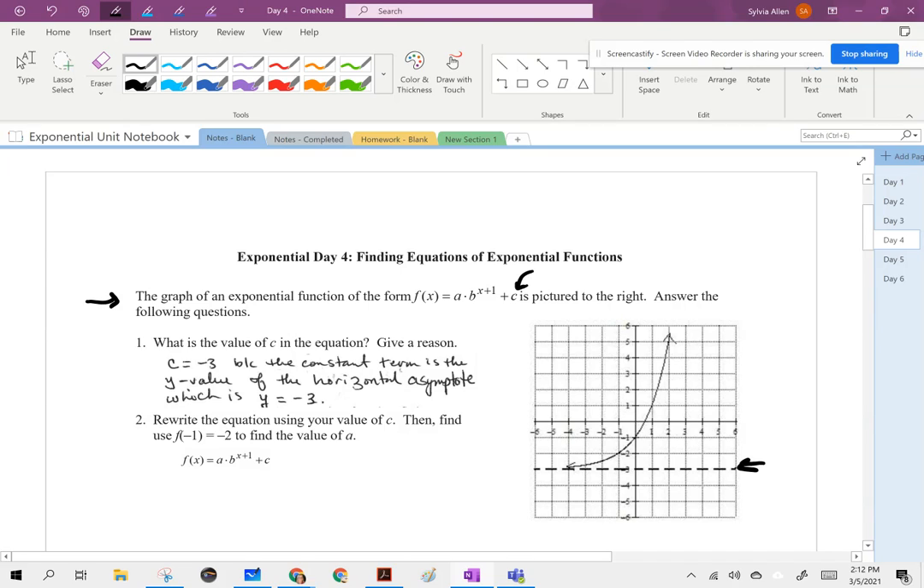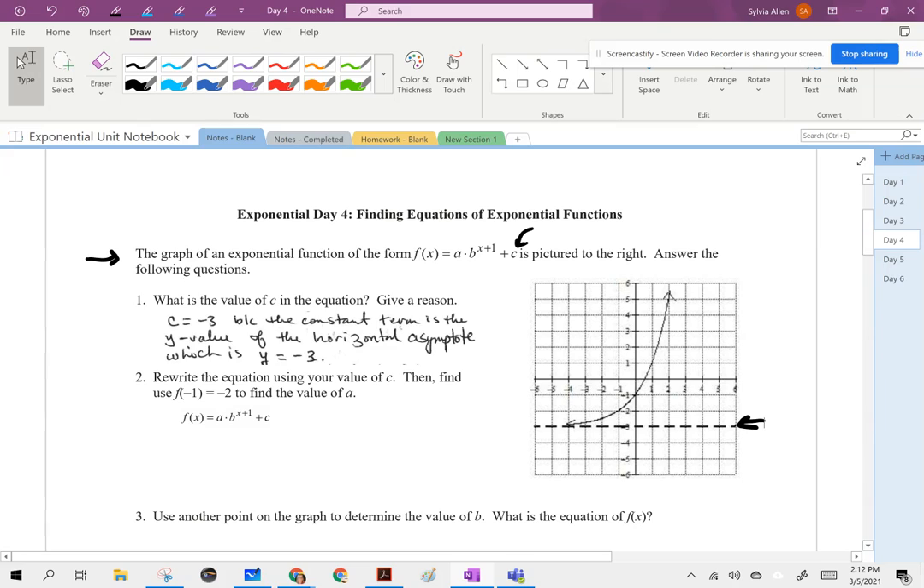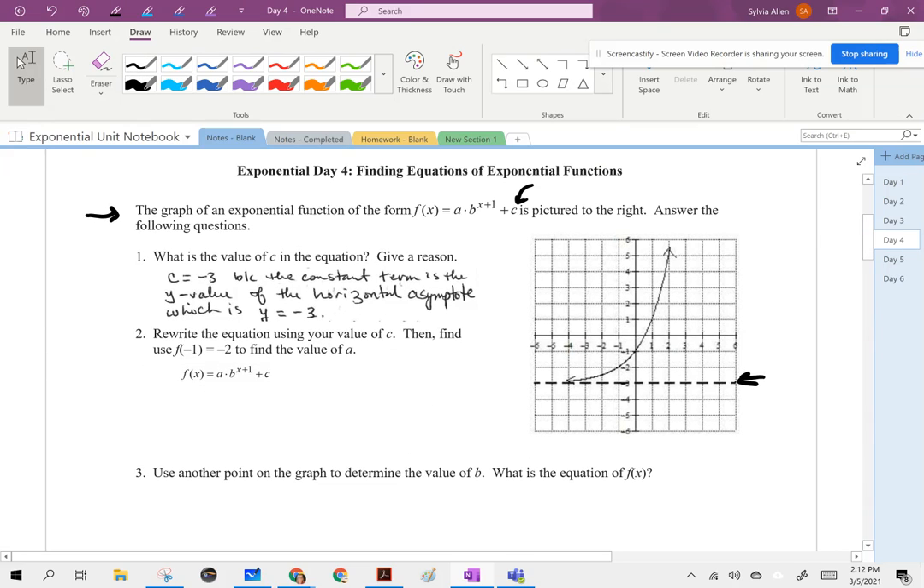So C is equal to -3 because the constant term is the Y value of the horizontal asymptote, which is Y equals -3. All right, so now we're going to rewrite the equation using our value of C. And we are going to use the point -1, -2. So that's what point we're using, and we're going to try and find the value of A.